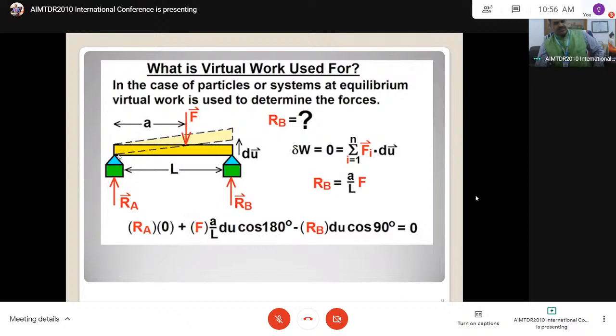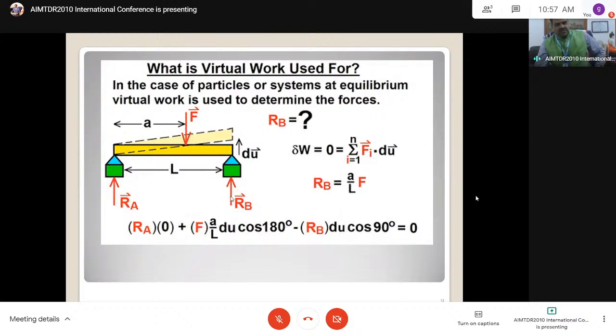RA into 0, because I am taking this as reference, this is the virtual displacement. F into A by L, this is RB. F into this force into A by L, because at this distance, as per linear ladder, this similar triangle, for L du displacement, for A the displacement. That's why A by L, F into A by L du cos 180. That component we are resolving. RB, because this is the displacement and this is acting opposite. That's why the angle is 180.